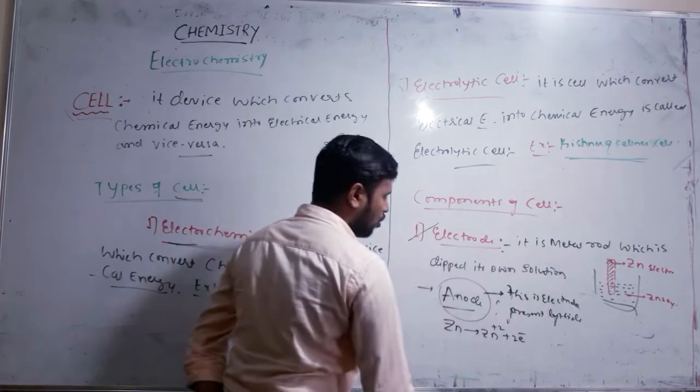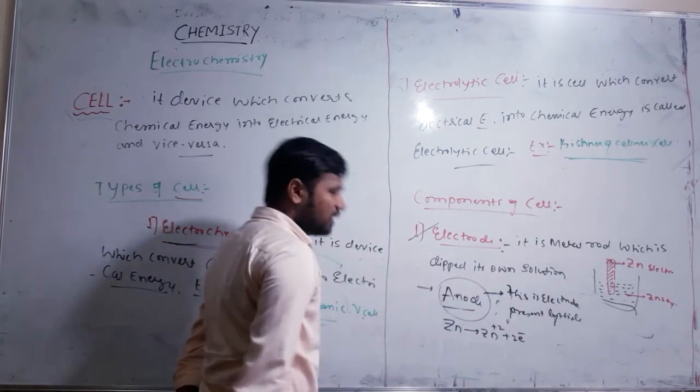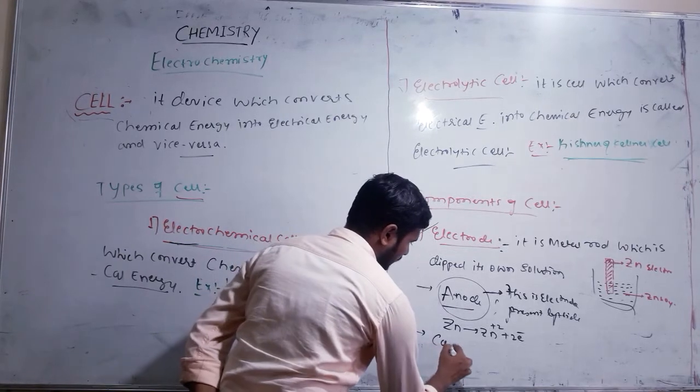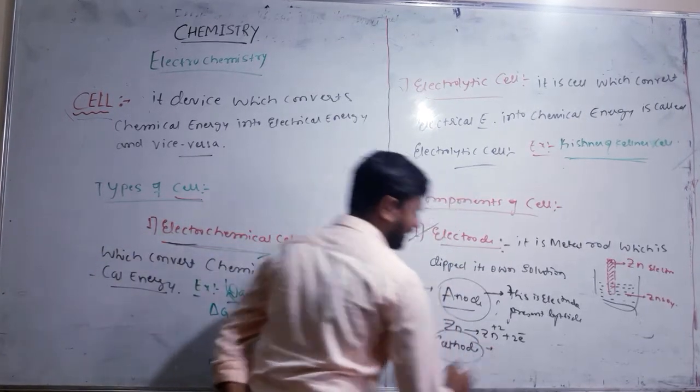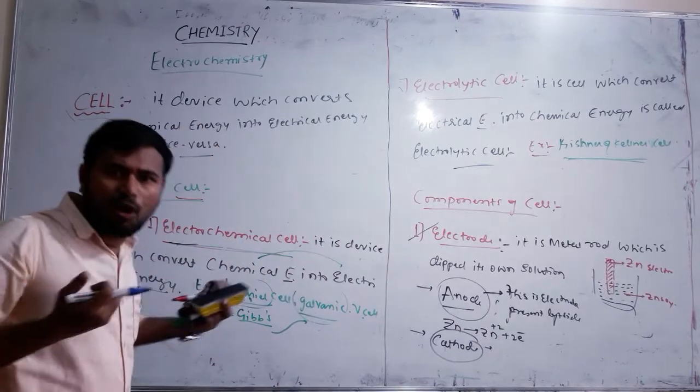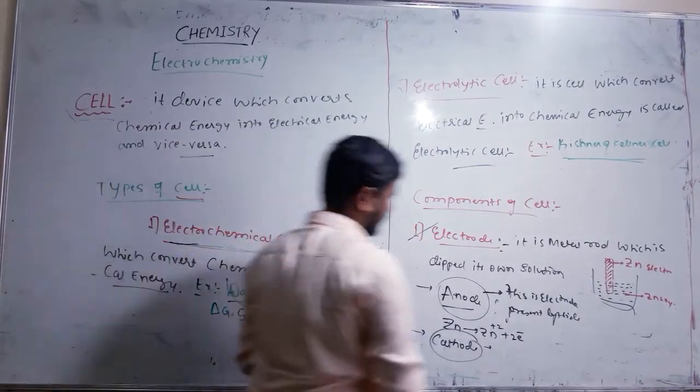Okay, now what is cathode? Reverse of this one, sir. Cathode is nothing but where reduction is going to take place. Reduction is nothing but what? Gaining of electrons. Gaining of electrons. See how?